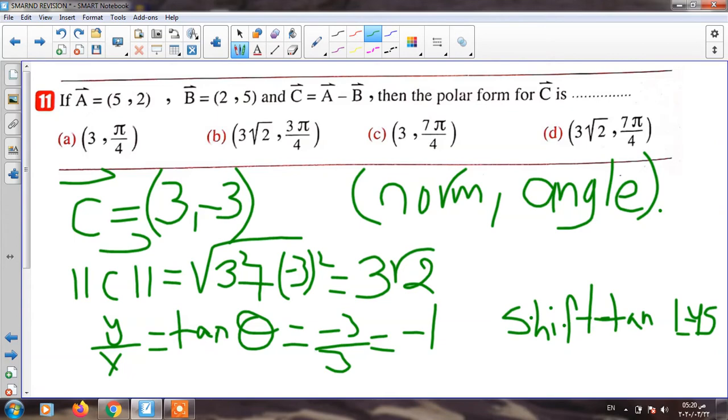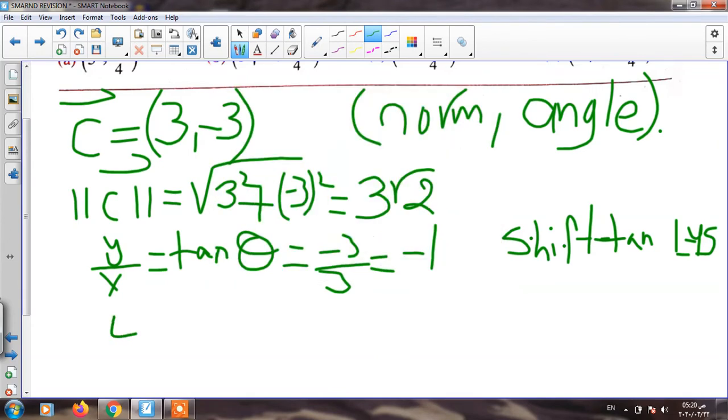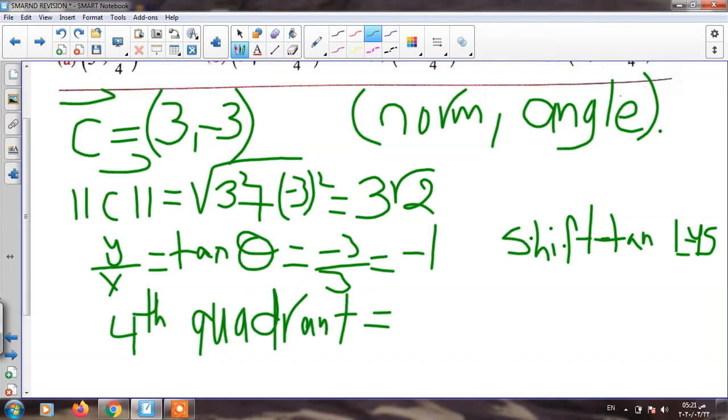So we are in the fourth quadrant. In the fourth quadrant, what can I do? I make 360 minus the angle we got. So we don't put shift tan negative 1 on the calculator directly. Just deal with quadrants, okay? Quadrants. So it's going to be 315.